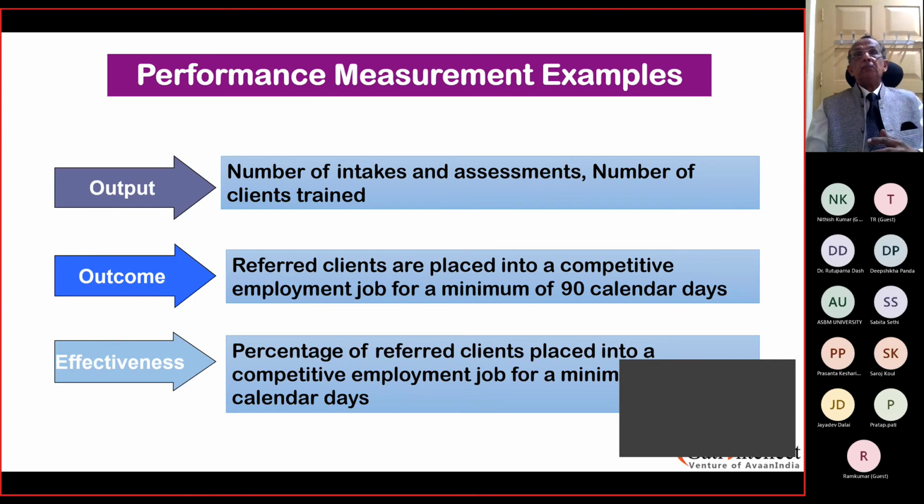Let's say the performance measurement of a training organization is measured. How many trainings were you able to conduct over a period of time? How many people were able to get a job after the training? With that you can assess the outcome, and at the same time the effectiveness of the training can also be measured. Any questions, any clarifications, please? Are these points clear to you?